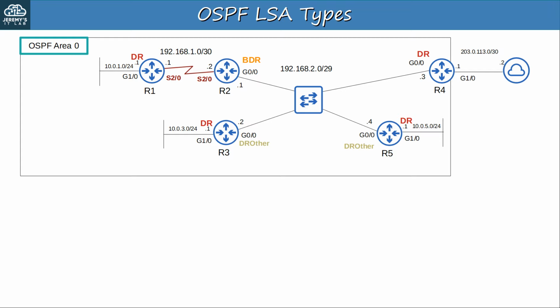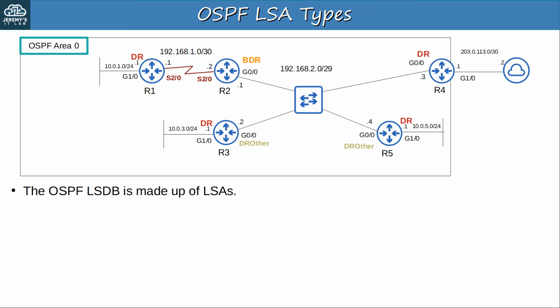The final topic for today's video is LSA types. These aren't specifically mentioned in the exam topics list, so I'm just going to spend a few minutes giving you a brief overview of some basic LSA types. To do so, I've taken this topology from earlier and modified it, adding an internet link on R4. R4 has a default route to the internet, and I use default-information originate to make it advertise it to the other routers. So let's talk about LSAs.